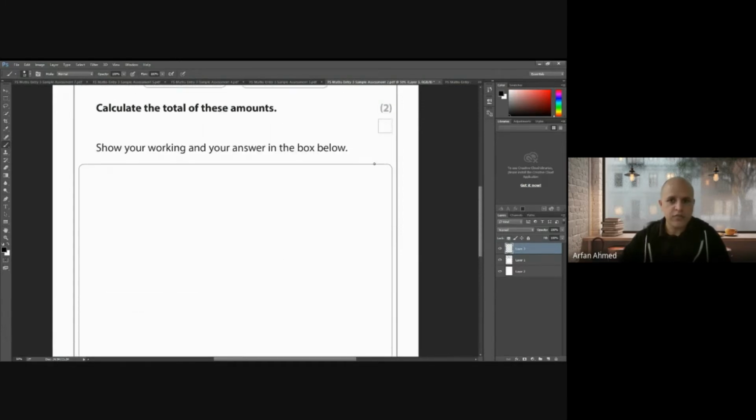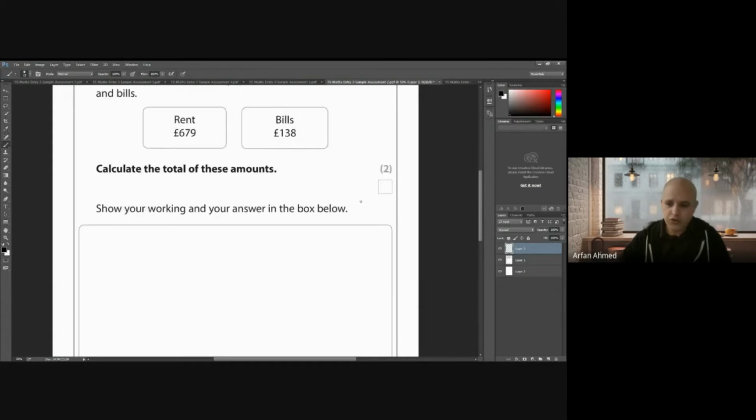So to get your 2 marks, you have to show your working out. You can't just put your answer and that's it. You can't work out in your head. Well, you can, but I wouldn't recommend it. So to get 1 of your marks, you have to show your working out. And obviously, for anything to do with total, you're going to have to add these 2 values together.